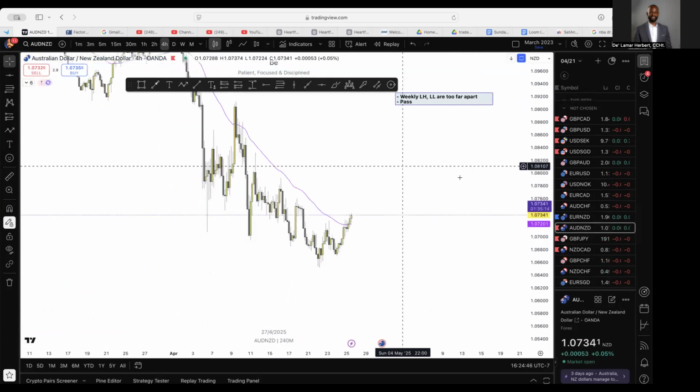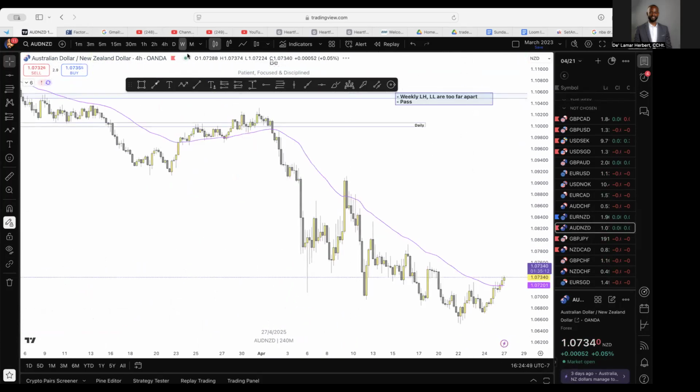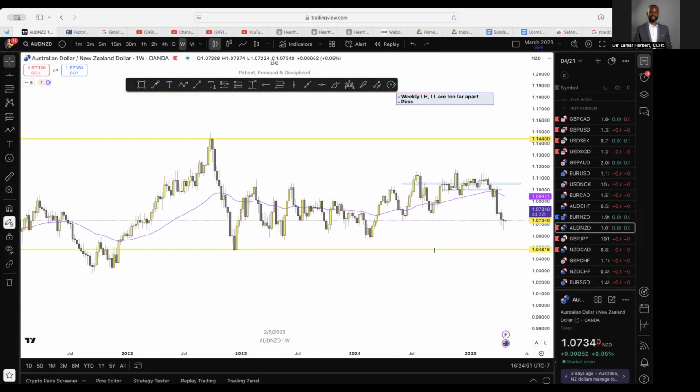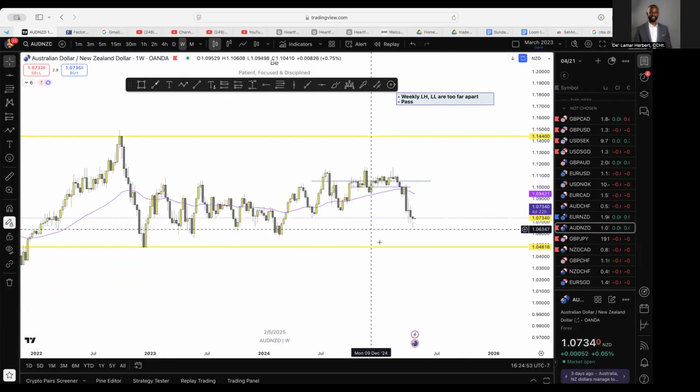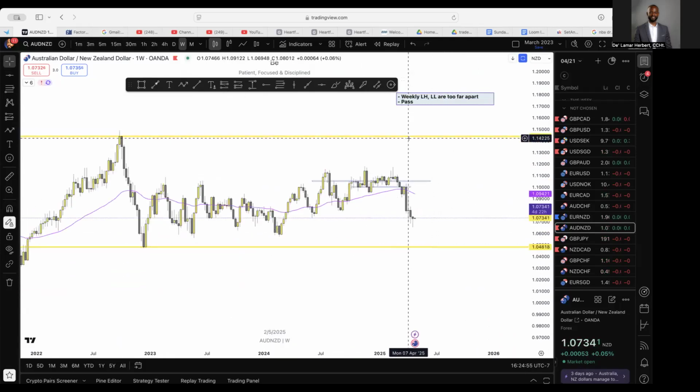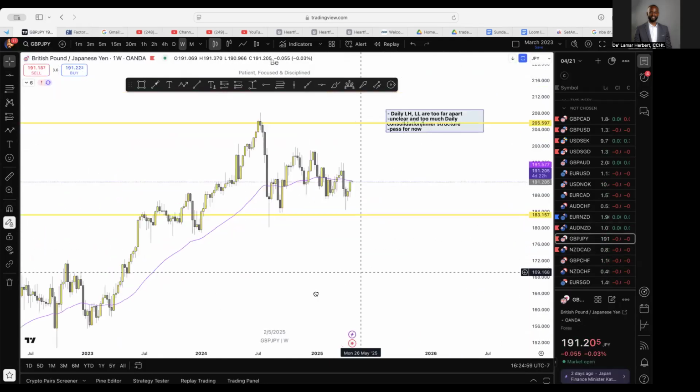Next, AUD NZD. So I don't like this one here just because, and I have this at red because we're still in this huge consolidation point until we actually break this lower low or this higher low, then we're gonna pass.